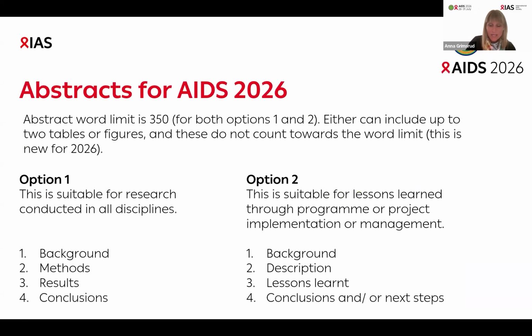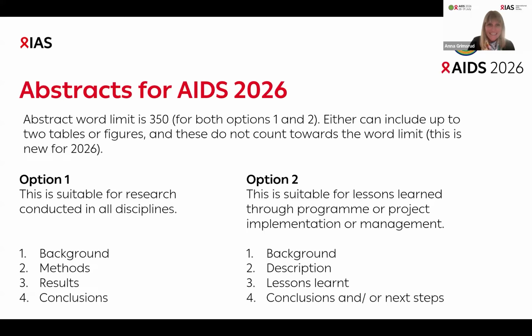There are 2 different types of abstracts that you can submit to AIDS 2026. You can submit the more traditional option, which we have walked you through today, with the background, methods, results, and conclusions sections. This is really suitable for research across all disciplines. You can also submit a second option, which is suitable for lessons learned from programmatic or project implementation. I think this answers Alejandro's question. In that, you would talk about the background, then a description, your lessons learned, and your conclusions and/or next steps. So you can already start working on your AIDS 2026 abstracts, even if the submission portal hasn't opened. Also, you'll see on this slide that the abstracts for the conference are 350 words, which is a little bit generous.